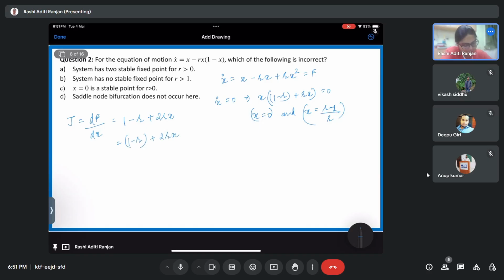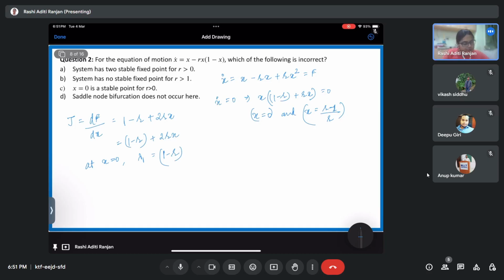Okay. So at x equals 0, my eigenvalue is going to be what? If I put x equals 0, I'll have 1 minus r. So the stability of x equals 0, what is going to happen? It will depend on the value of r. If my eigenvalue lambda 1 is negative, x equals 0 is stable. If it is positive, x equals 0 is unstable.